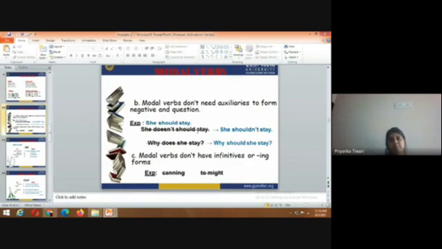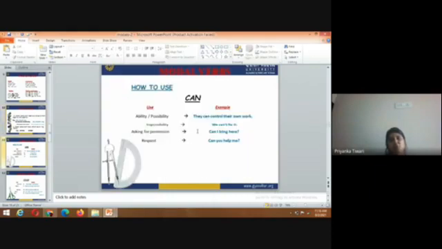Modal verbs do not need auxiliaries to form negatives and questions. She should stay, and she shouldn't stay, and why shouldn't she stay? Modal verbs don't have infinitive or ing forms. So how to use them?